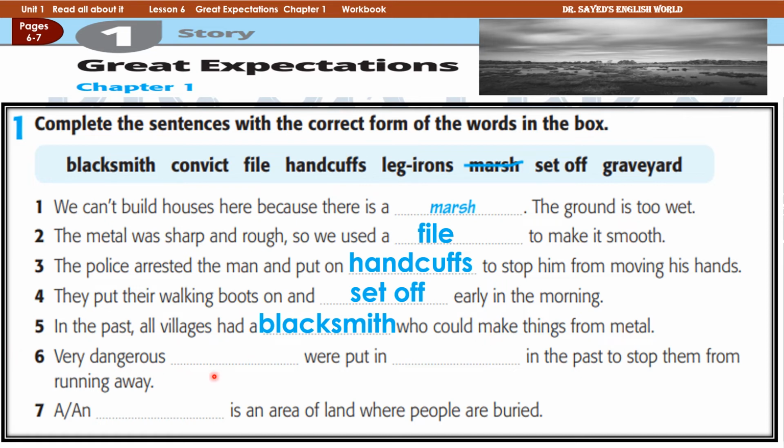Okay. Very dangerous convicts were put in leg irons in the past to stop them from running away. Okay. And graveyard is an area of land where people are buried. Are buried means they are laid to rest.